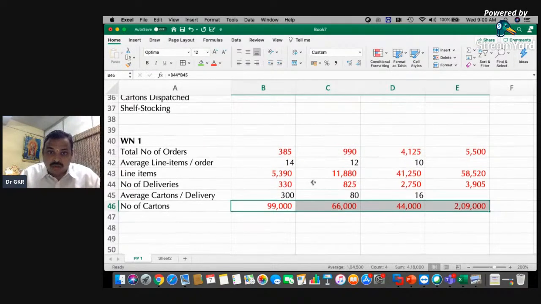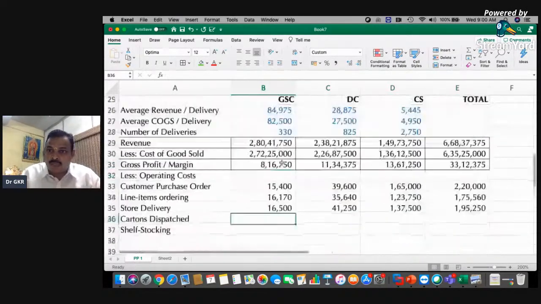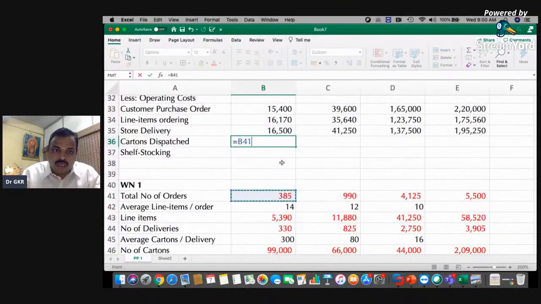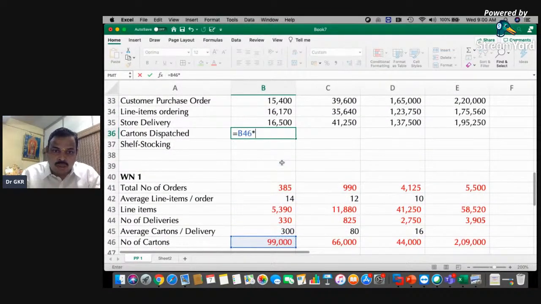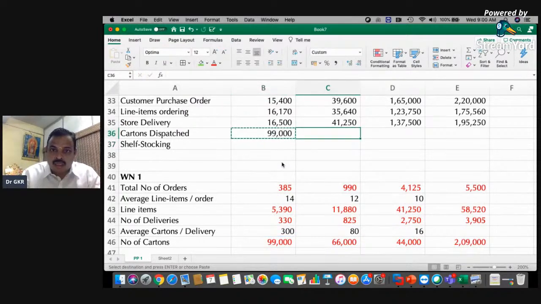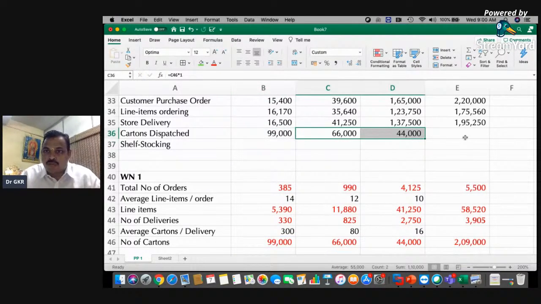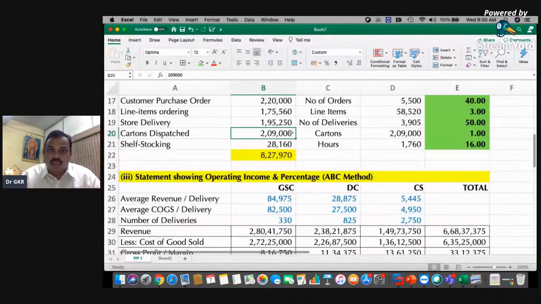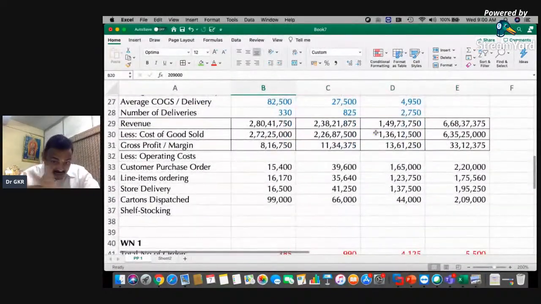So number of cartons you have. Directly, per carton rupee is 1 rupee. So 99,000 into 1 rupee. Similarly, 66,000 into 1 rupee, 44,000 into 1 rupee. So total 2,09,000 rupees. Got it. So the 2,09,000 has been distributed.